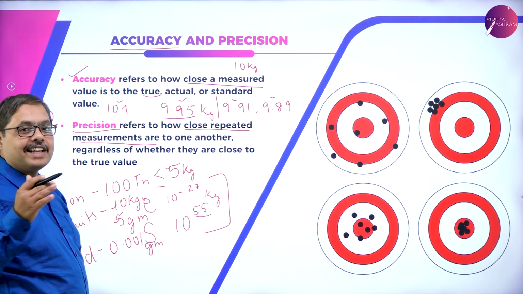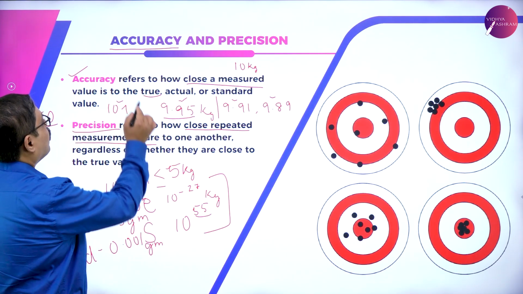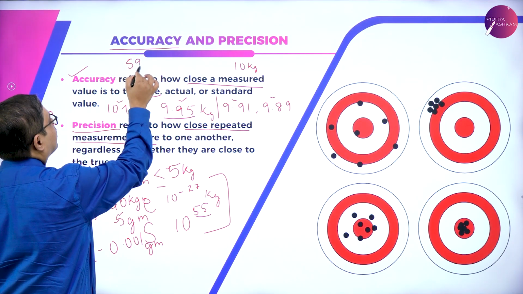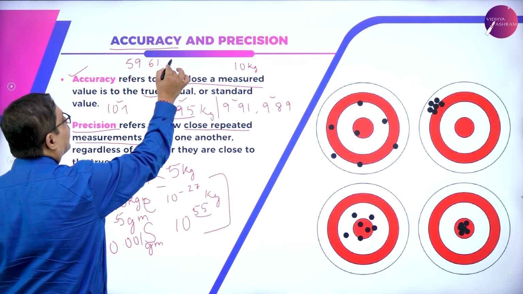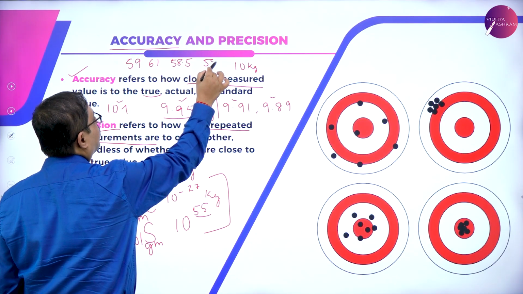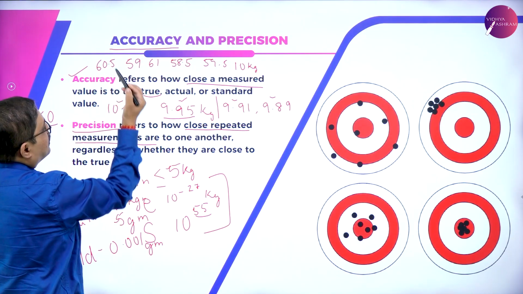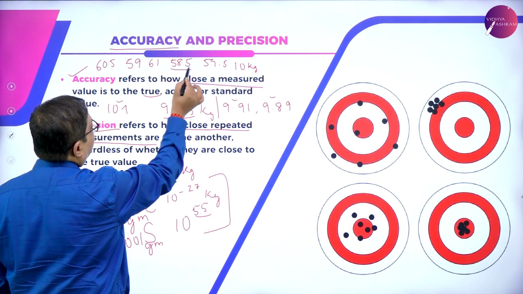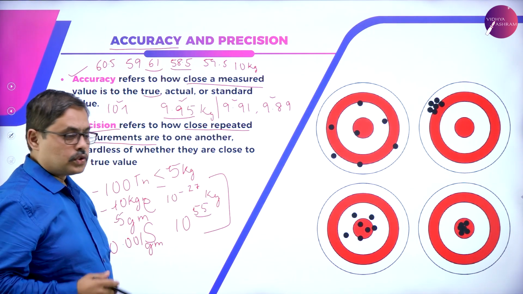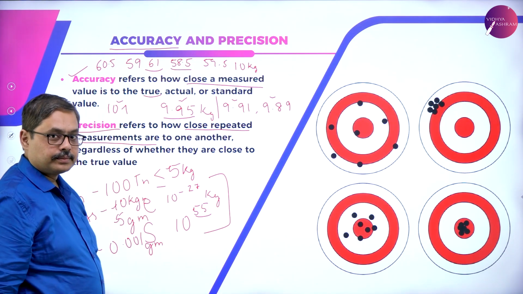What do I do? I check the speed 4 or 5 times with a gap of 2 or 3 minutes. What do I get? I get readings somewhat like this. One reading says 59, another reading says 61, another says 58.5, another says 59.5. Okay, another reading may say 60.5. So you can see that the variation is between 58.5 and 61. They are not very close to each other. So I will say that the measuring instrument is not precise.